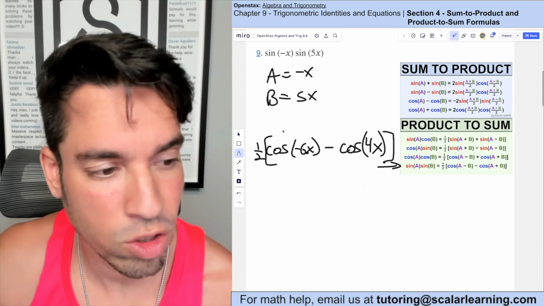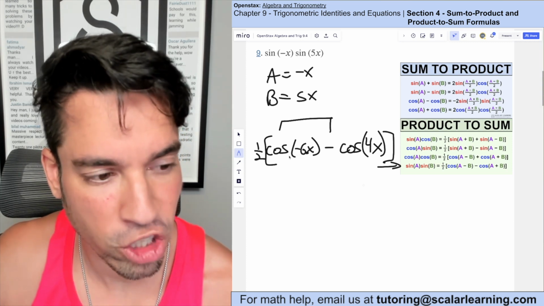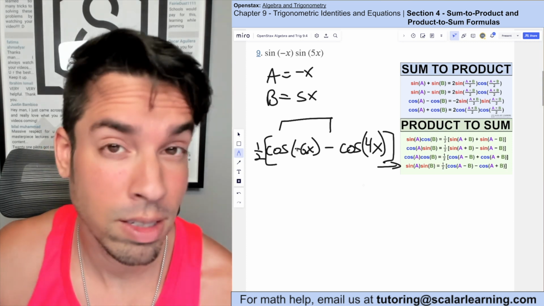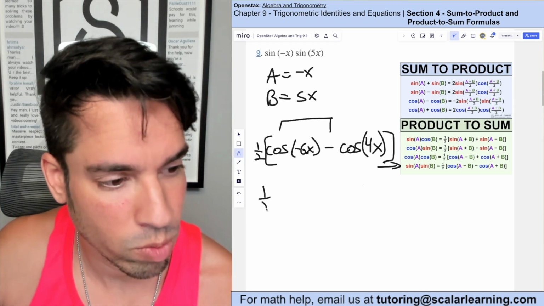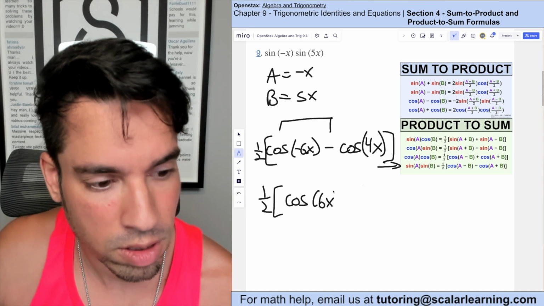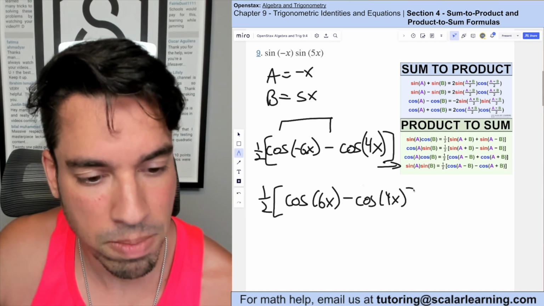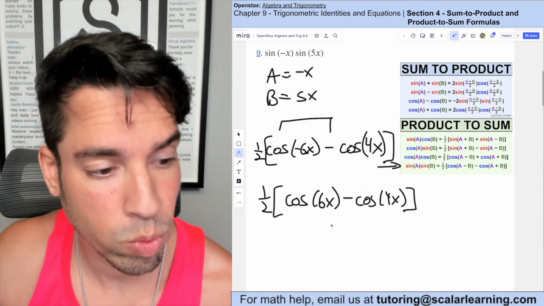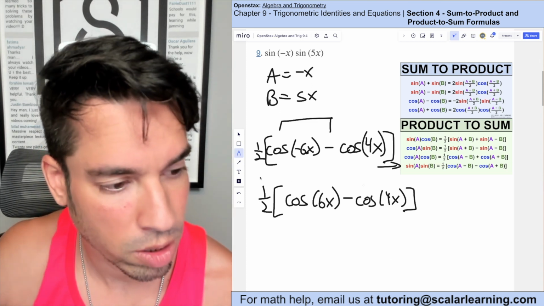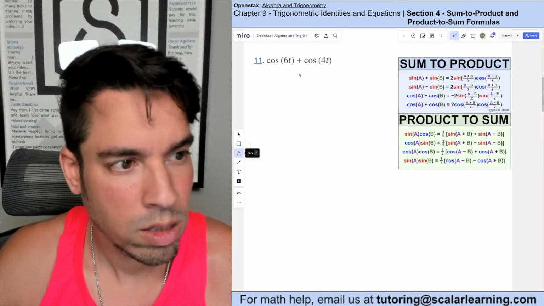One thing we can do is utilize the even property of cosine, which is that cosine of negative x is the same as cosine of positive x. So I can just rewrite that negative 6x as cosine of 6x minus cosine of 4x. It's the same thing. Now again, it might be up to your teacher which one they prefer, but this is what they have in the back of the book. So that's what we'll roll with. Boom, done.